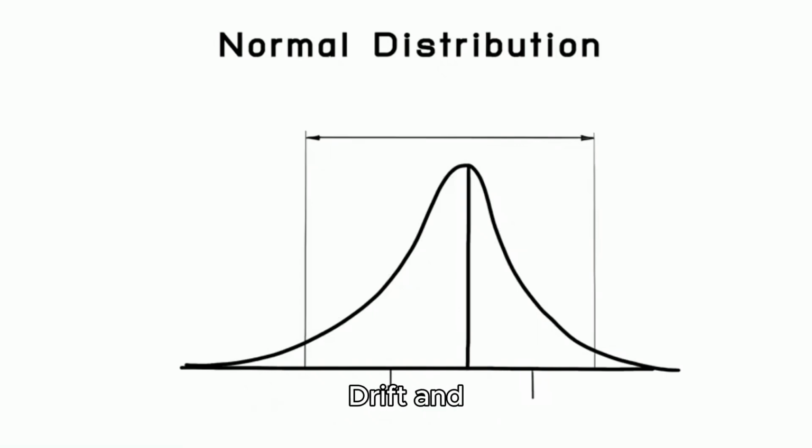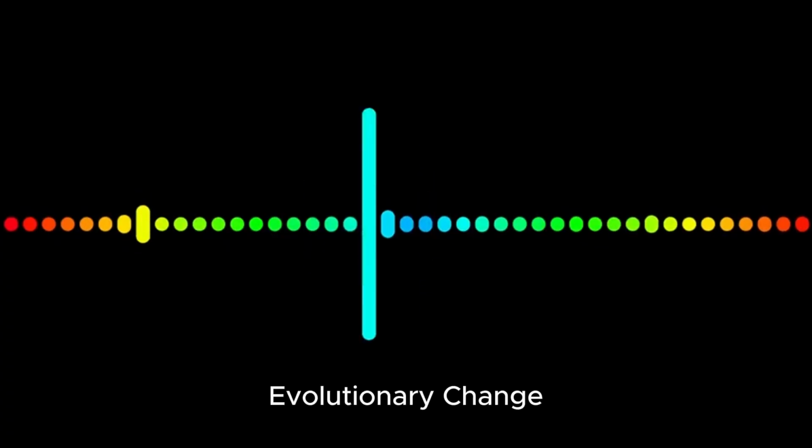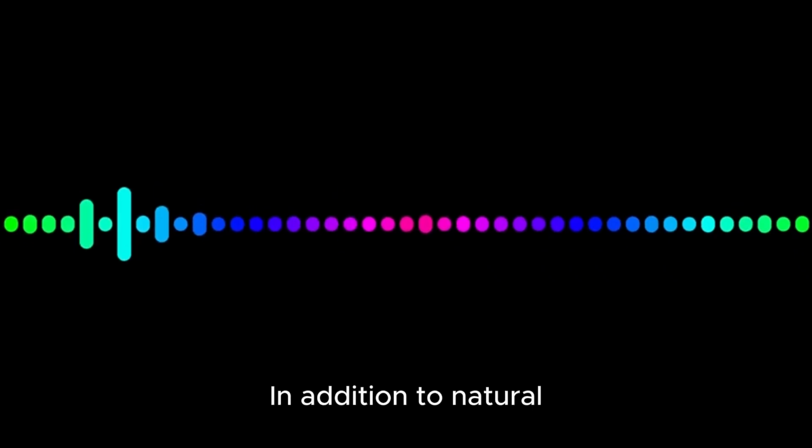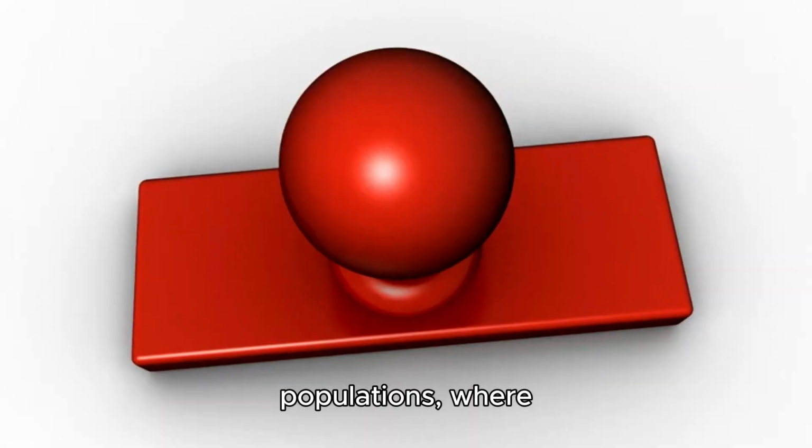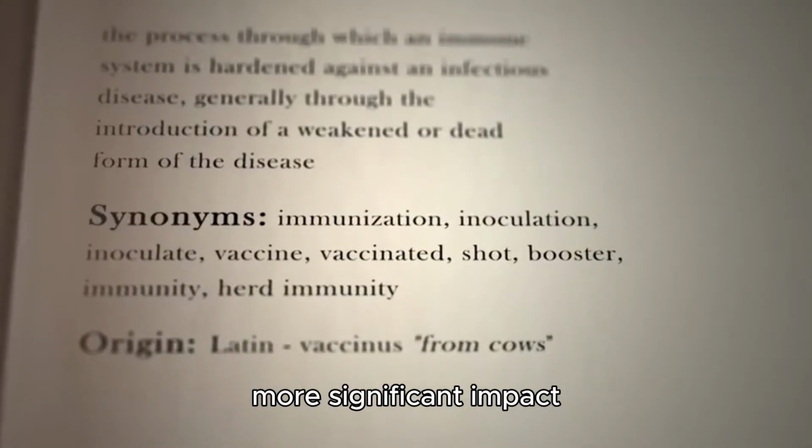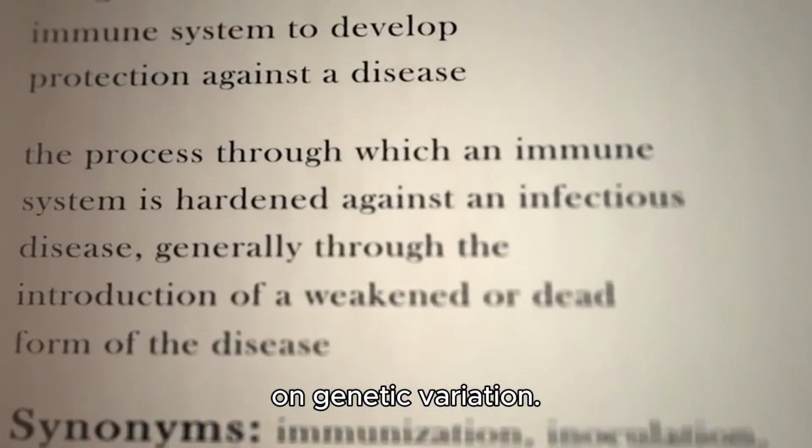Section 5. Genetic drift and evolutionary change. In addition to natural selection, genetic drift is another important mechanism of evolution. Genetic drift refers to random changes in allele frequencies within a population due to chance events. This is particularly noticeable in small populations, where random events can have a more significant impact on genetic variation.